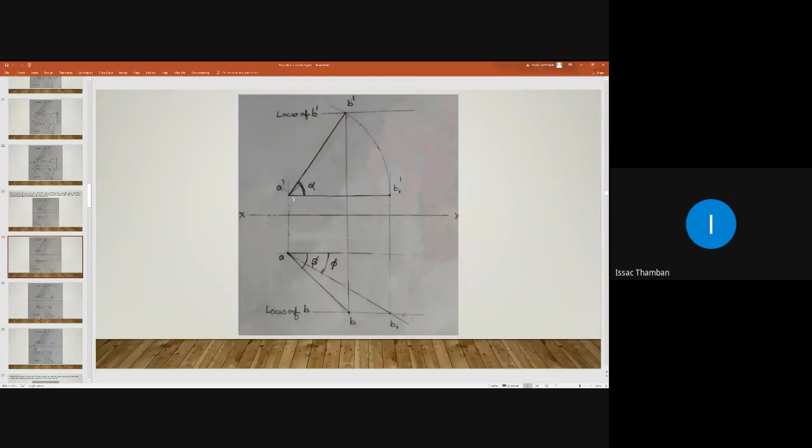Take this radius, that is A dash B dash, and with A dash as center, draw an arc from B dash and intersect this thin horizontal line at point B1 dash. We are making A dash B dash parallel to VP so that you will get B1 dash. Do it.